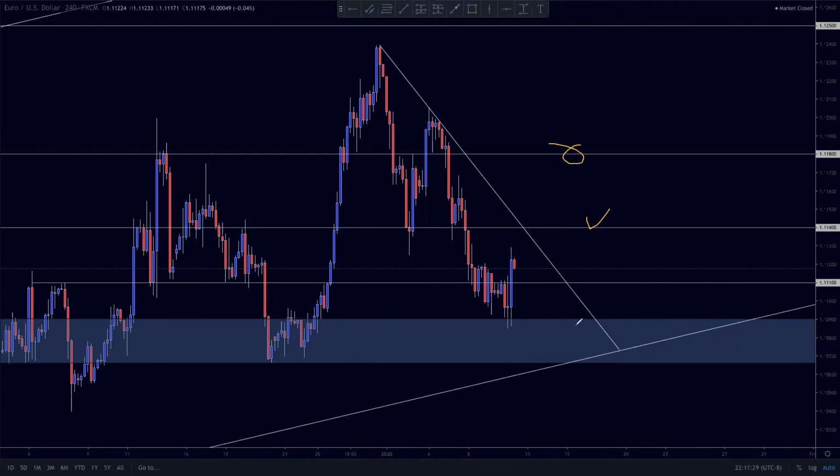This zone right here is a major support level, and I would recommend to stay away from shorting this pair at this moment in time. So again, if we break above the trend line, test this area at 1.111, the next target would be at 1.114, close above it, retest, then the next target would be at 1.118.